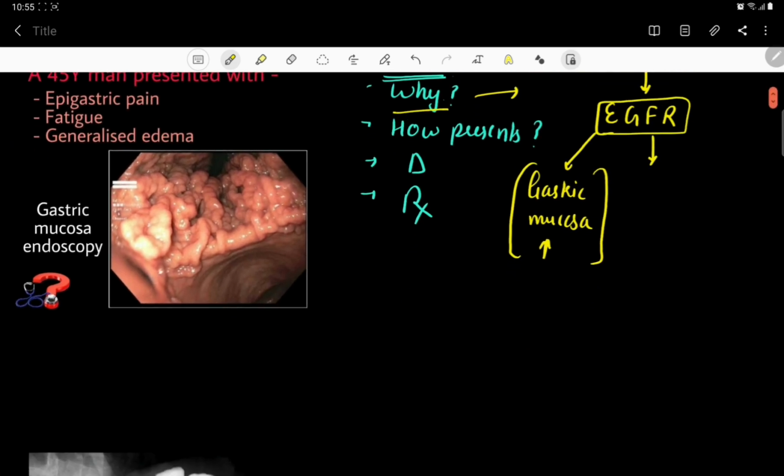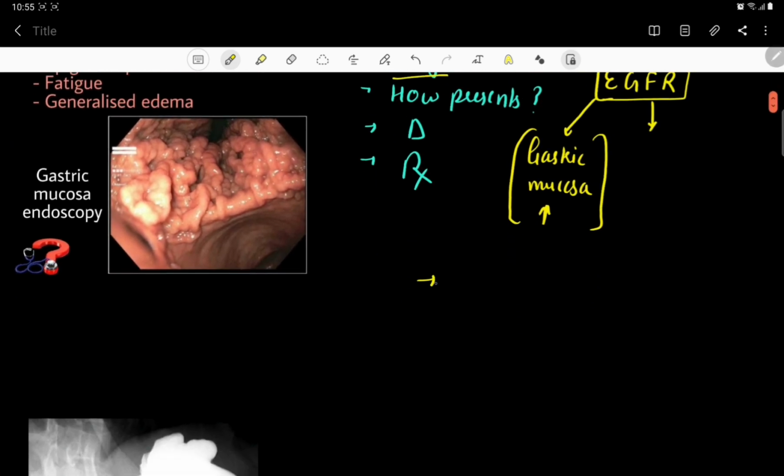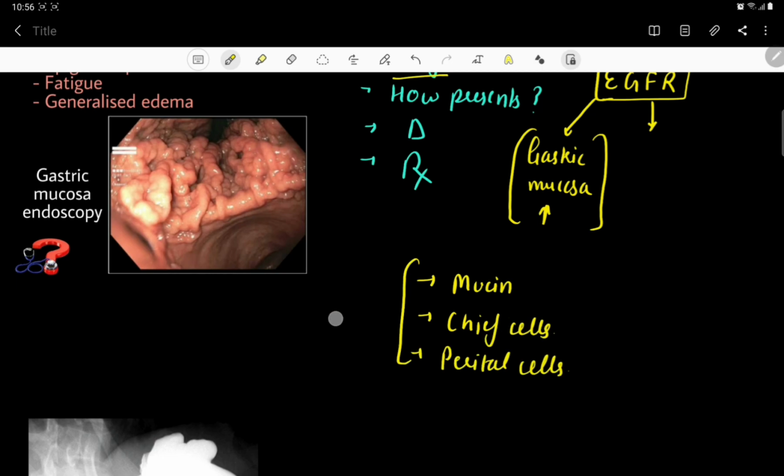Next thing is what this TGF alpha does. Well, as you know, there are three cells. One is the mucin producing cells, the goblet cells. One is the chief cells, and one is the parietal cells. These three cells are basically derived from the same progenitor cells.